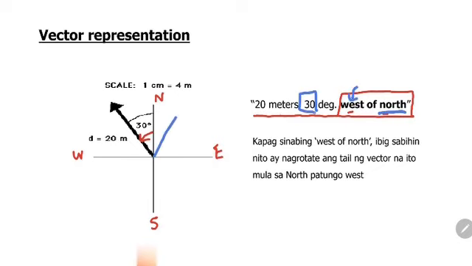Pwede kasi mag-rotate yung vector ko din, di ba? Kung galing siya sa north, pwede din siya mag-rotate papunta sa east, di ba? Kunwari, 30 degrees din. So, yan. Sasabihin mo yan na 20 meters, 30 degrees east, kasi nagpunta siya sa east of north. Originally from the north, nag-rotate siya ng 30 degrees to the east. Okay? Oh, just another reminder.